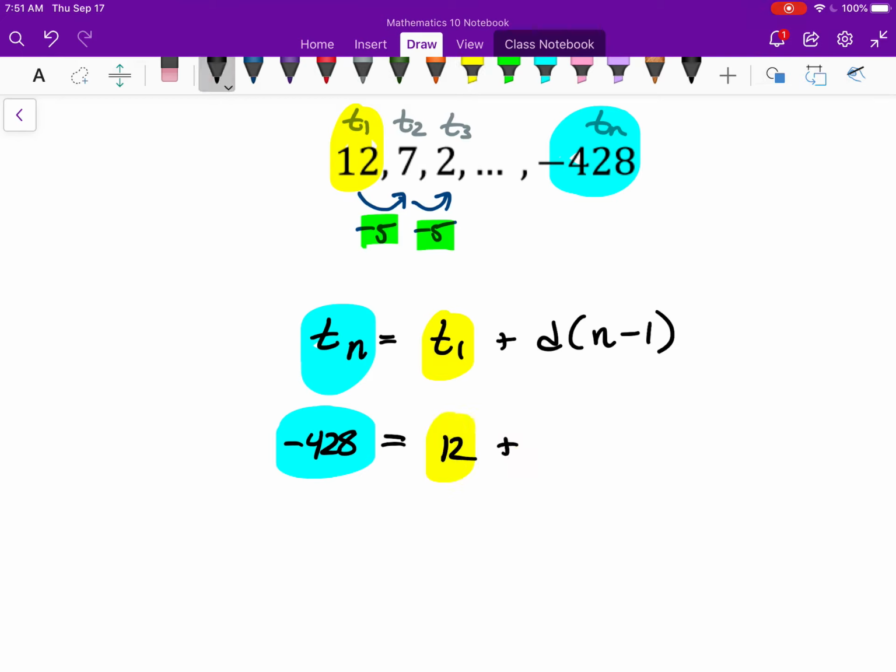And I know the common difference. The common difference is negative 5. So instead of putting, I could put plus negative 5 right here. However, adding negative 5 is the same as subtracting 5. So I'm just going to put take away 5. I think that's simpler.